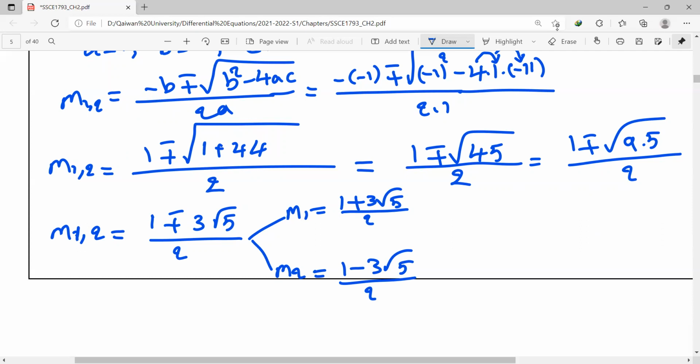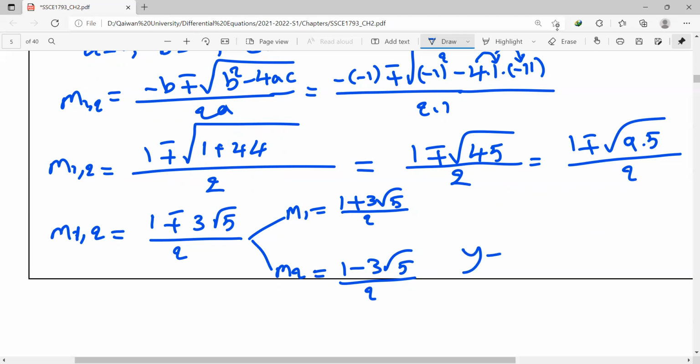Okay, so these are the values of m. Are these real numbers? Yes, they are real numbers, but they are not integers. They are real numbers and they are distinct. Are these two equal? No, they are not equal.